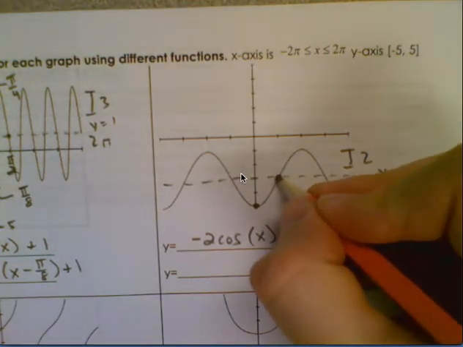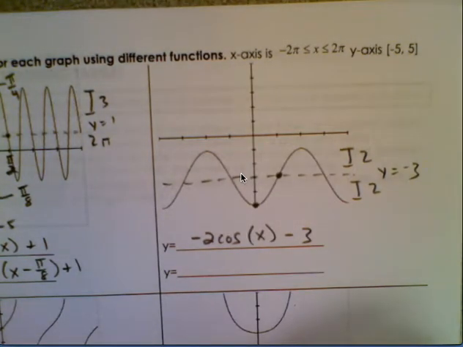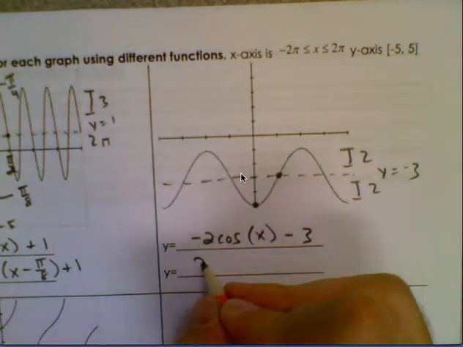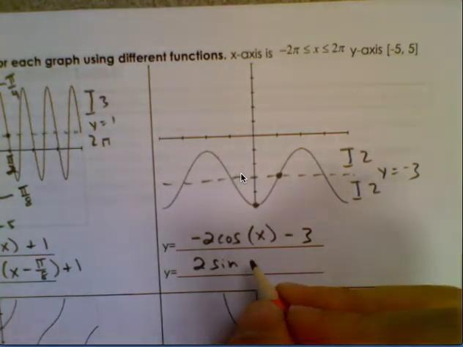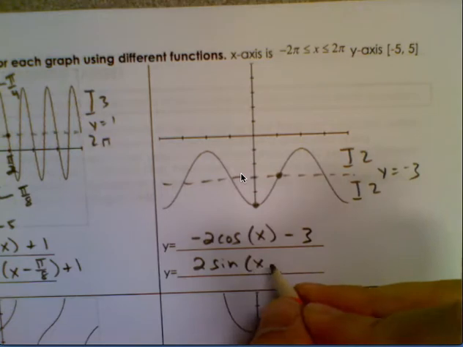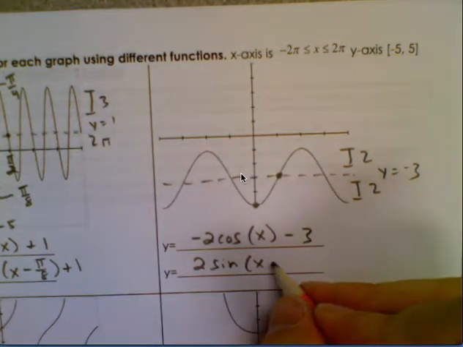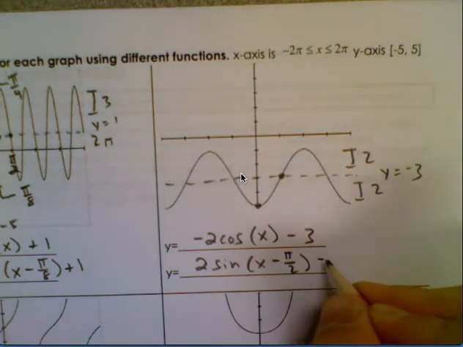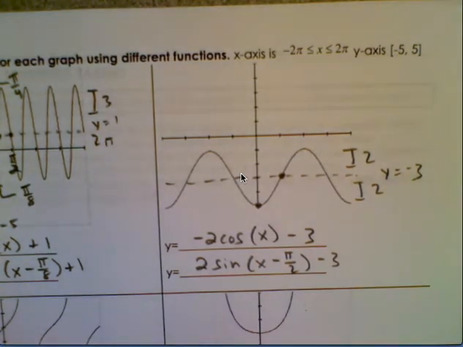If I pick this as my starting point, now I'm going to get a sine curve, and it's a positive sine curve. So it's 2 sine. I still have a b of 1. I now have a horizontal shift of pi over 2 to the right, but I still have a midline of y equals negative 3.